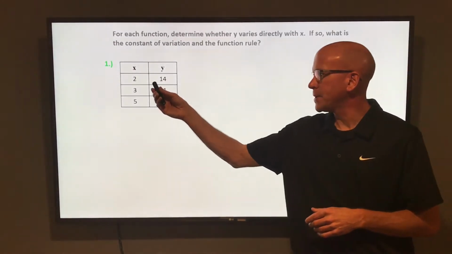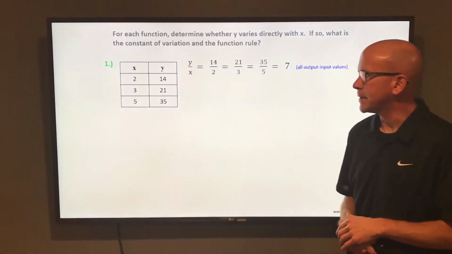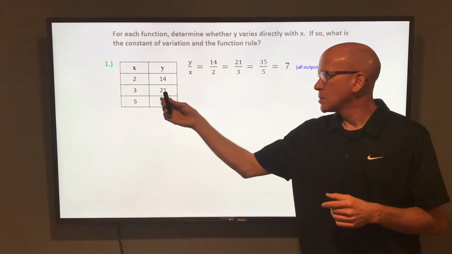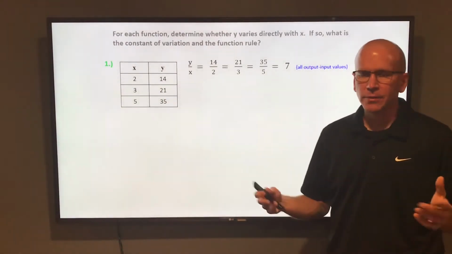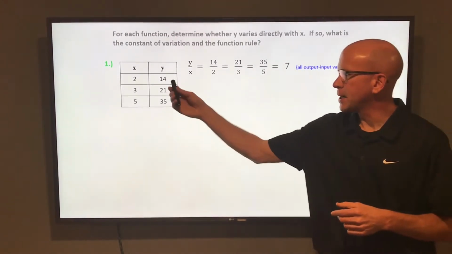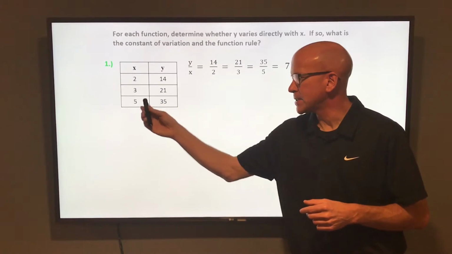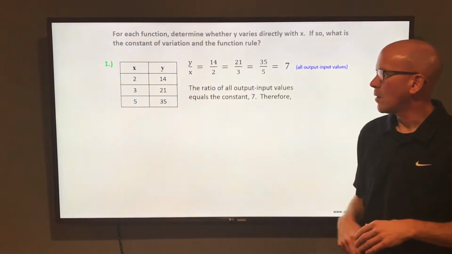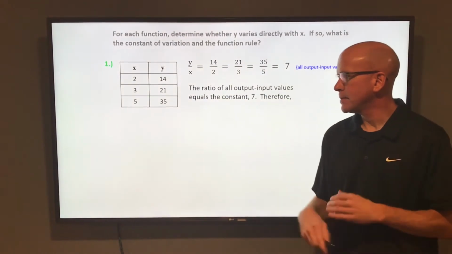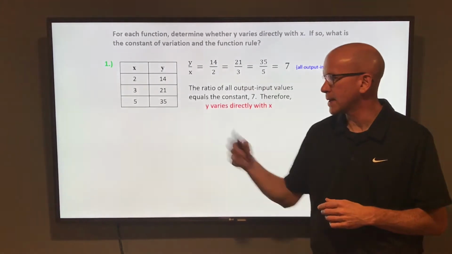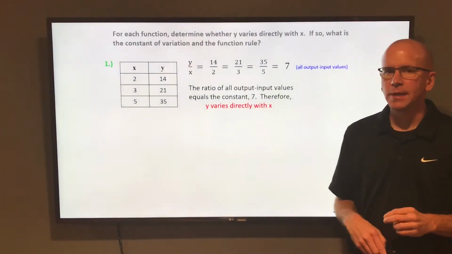So if you divide 14 by 2, if you divide y by x right there, 14 divided by 2 is 7. 21 divided by 3 is 7. And 35 divided by 5 is 7. So each time you divide y by x, it is the same, it's 7. That is direct variation. All output-input values, if you divide them, equal the constant of variation, which is 7. So if you divide y by x each time, you're going to get 7.